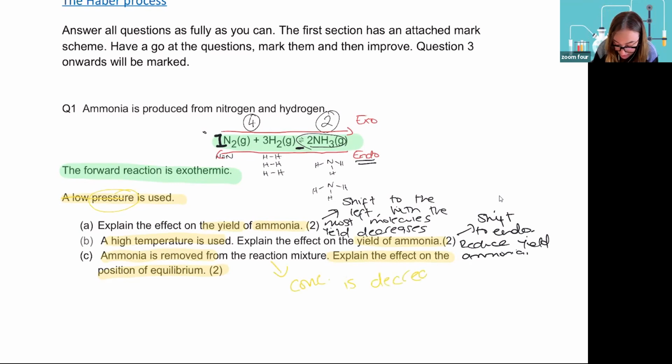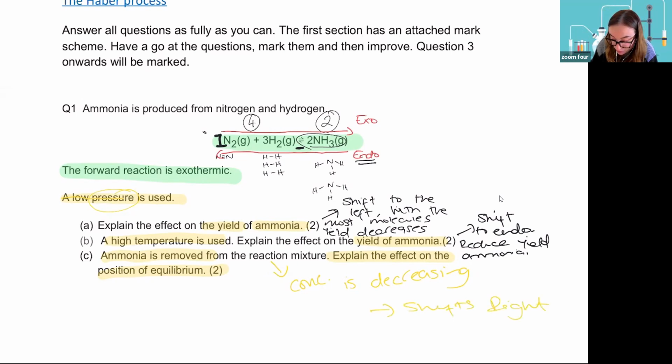Now, we've already spoken about how, if concentration increases, you move away from that side. Well, in this case, concentration is decreasing, so you're going to move towards it. And that makes sense when you think about Le Chatelier's principle, because if I'm reducing the amount of ammonia in the system, Le Chatelier's principle says that the equilibrium is going to shift to correct those changes. So if I'm removing it, it's going to shift to make more. So the equilibrium will shift to the right.